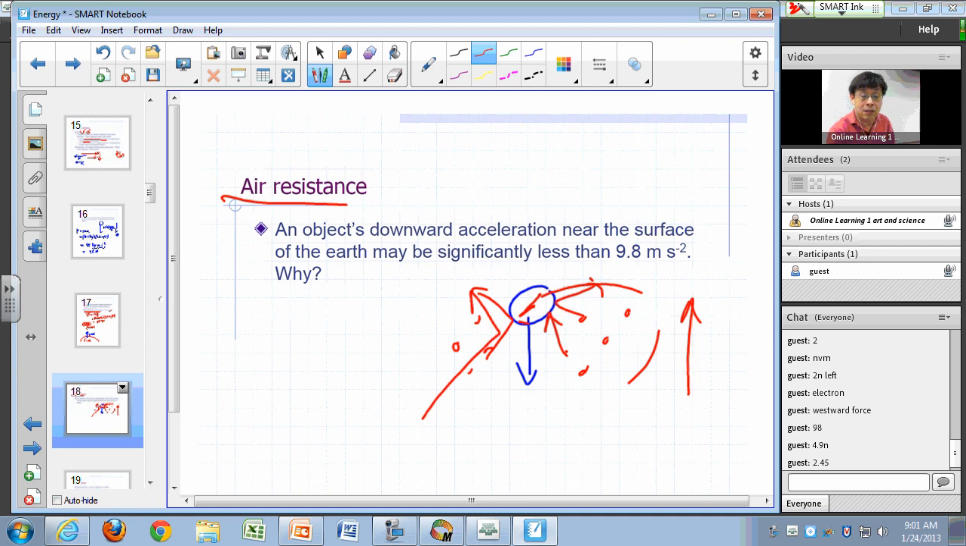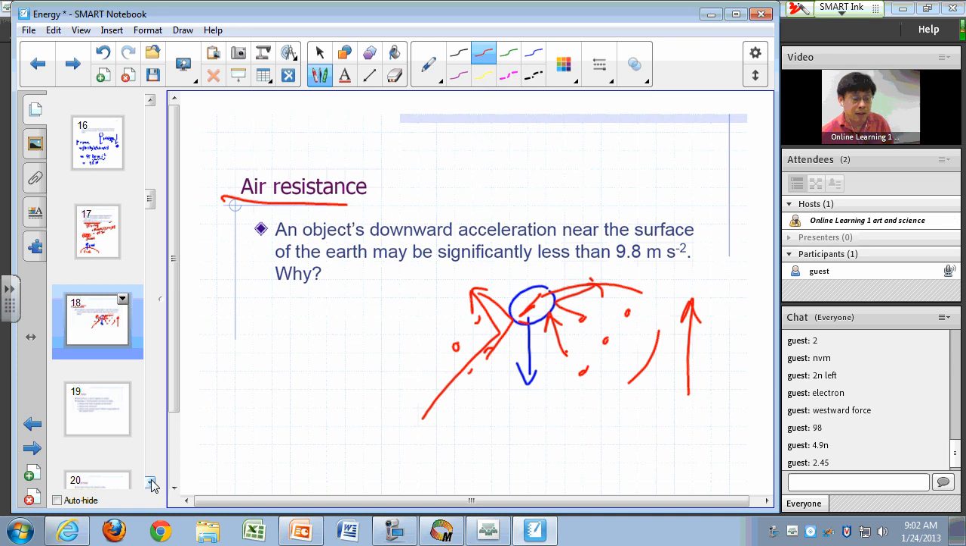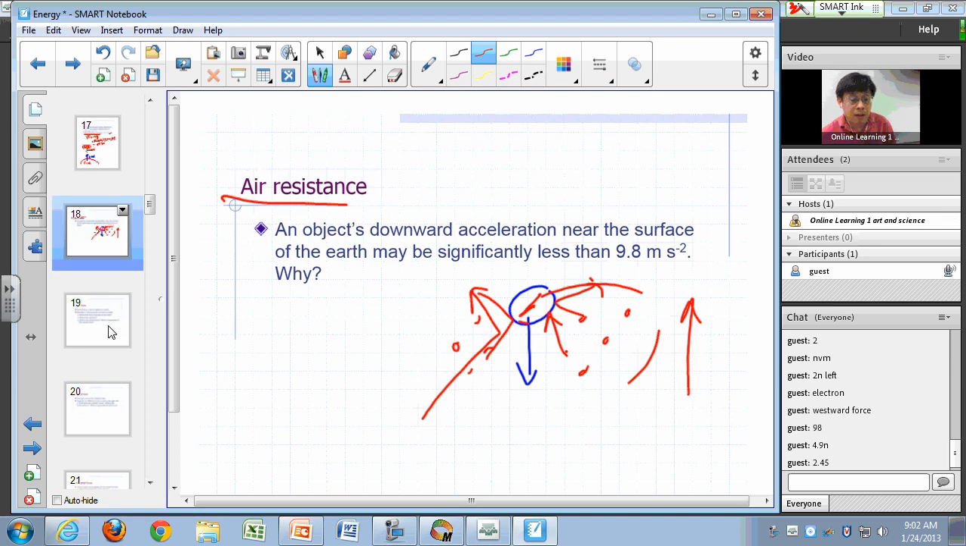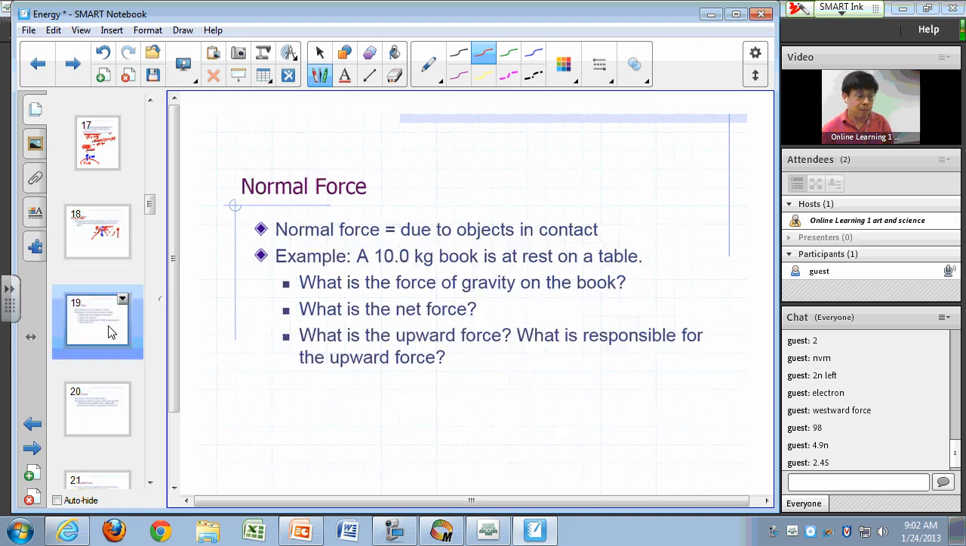Okay, so the molecules will collide with the falling object, and it retards the acceleration. But if you were to do this experiment in an air-free environment, drop things in an air-free environment, then you'll find that they all accelerate by the same amount, 9.8 meters per second squared.